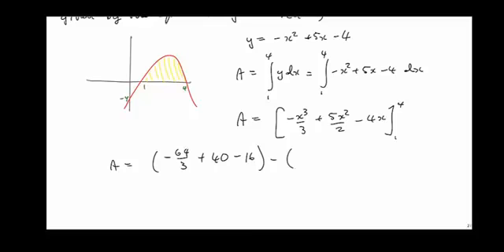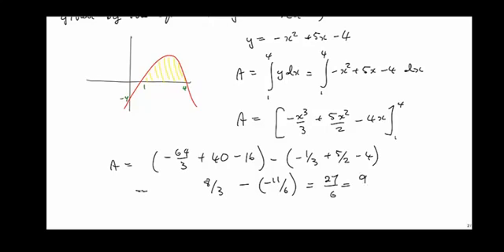and then subtract what we get when we substitute in 1, so we have minus a third plus 5 over 2 minus 4, and this equals 8 over 3 minus 11 over 6, which is 8 over 3 plus 11 over 6, which is 27 over 6, which is 9 over 2, and that's the required area, 9 over 2, and we'll have square units. Whatever the units were, it's square units.